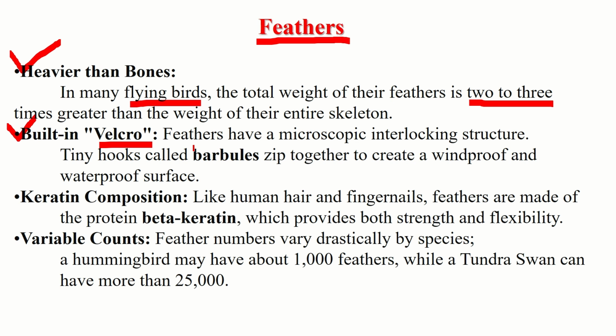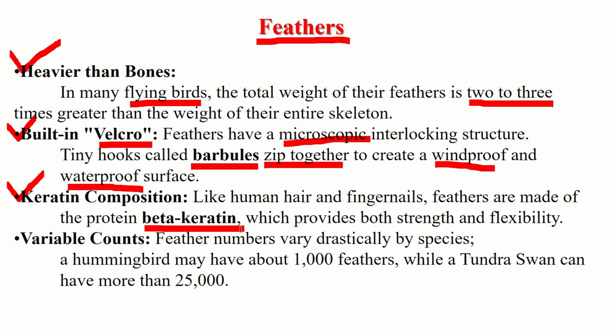Feathers have a microscopic interlocking structure. Tiny hook-like barbules clip together to create a windproof and waterproof surface. These feathers have a keratin composition. Like human hair and fingernails, feathers are made up of the protein beta keratin, which provides both strength and flexibility.